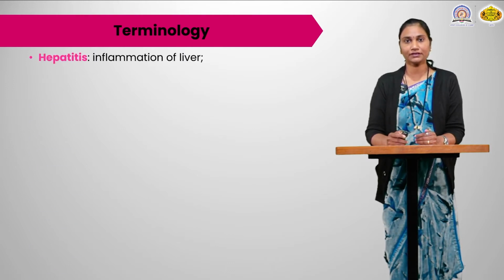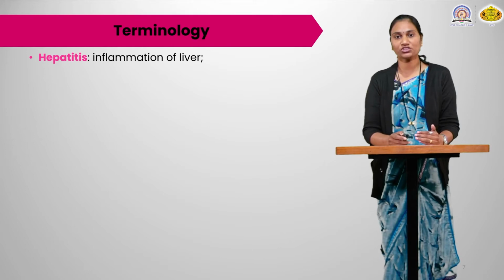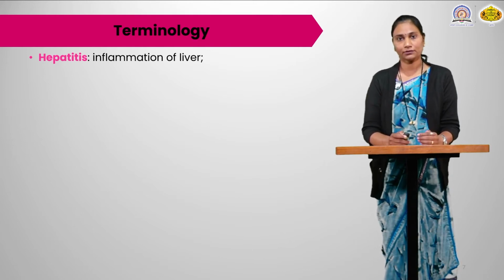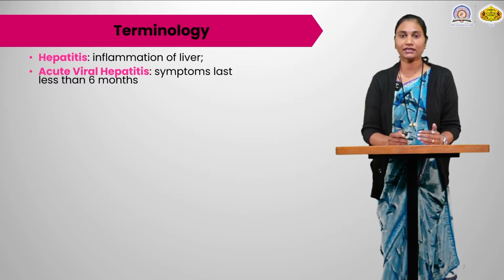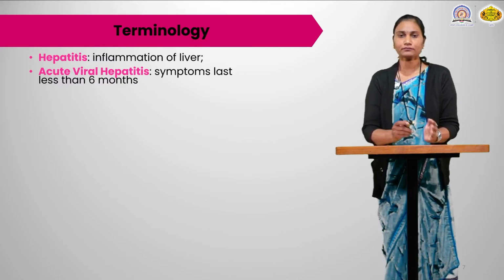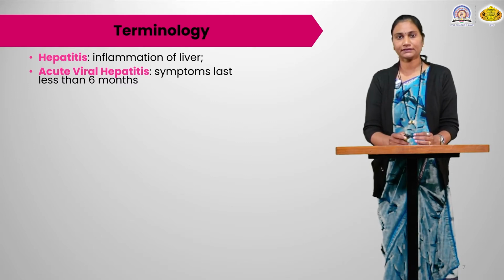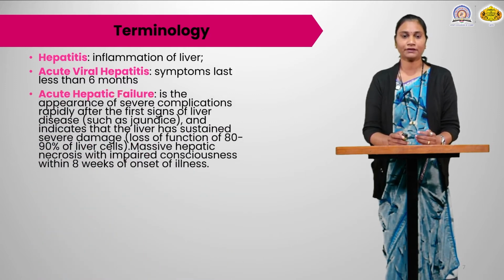Hepatitis is nothing but an inflammation of the liver. So in any condition, if there is an inflammation of the liver, it is commonly termed hepatitis. Acute viral hepatitis is the hepatitis in which the symptoms last for less than 6 months. So it is not that severe a type of hepatitis.